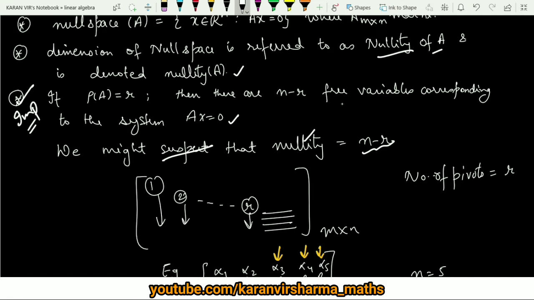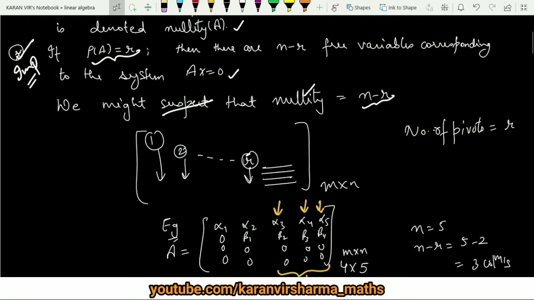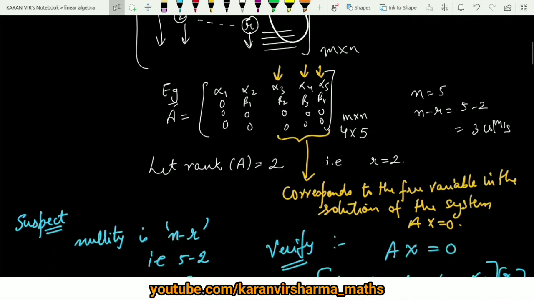Once we have converted this matrix into echelon form, and I am claiming that the rank of A is R, it means after this R-th pivot, all other rows are 0. So we basically have n minus R columns which correspond to the nullity. Now let us understand this again with a very easy example.